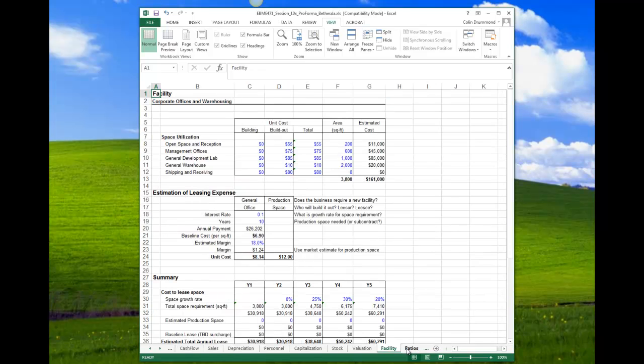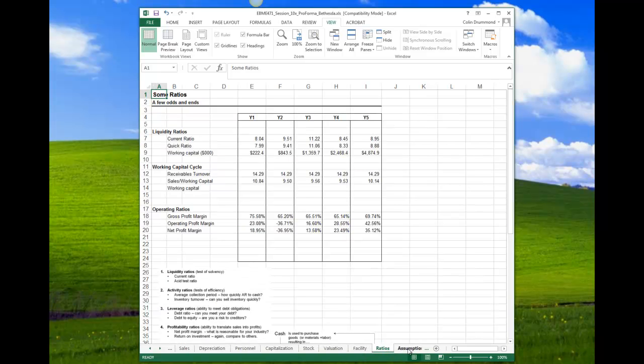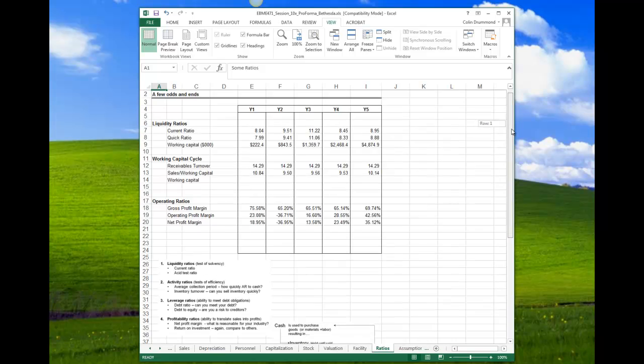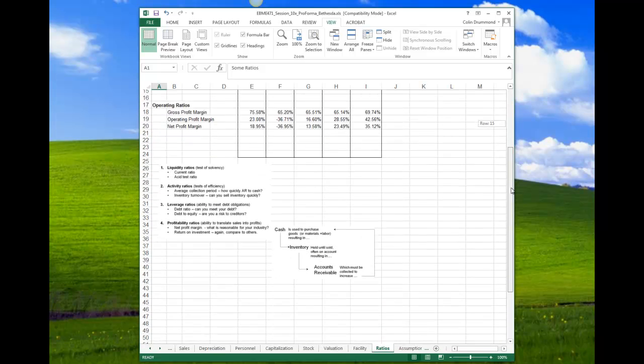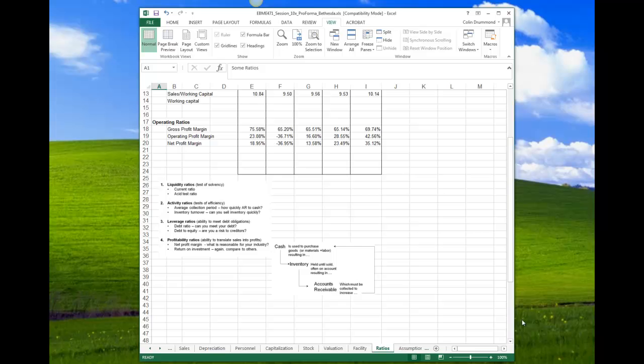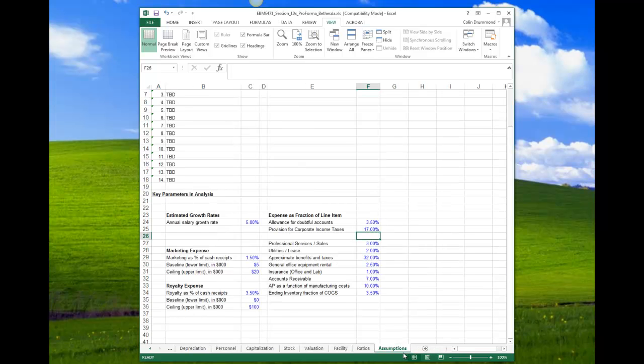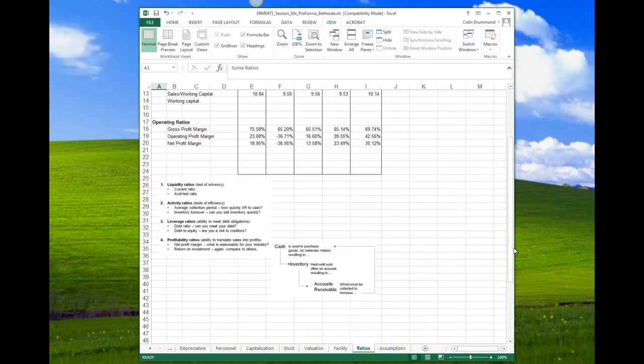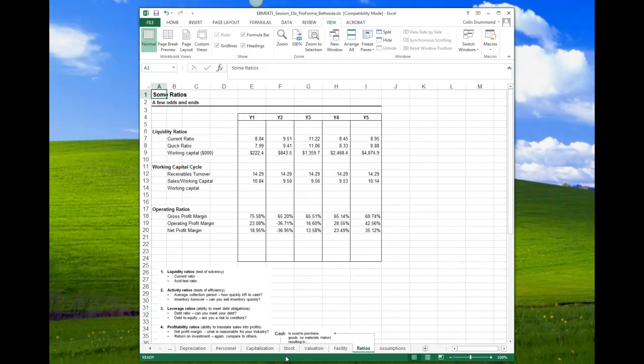Some facility parameters that are often useful to explore. This is if you're going to be renting or leasing, or if you're going to be building out. And there's a few questions here to ask yourself concerning leasing and leasing expenses. Ratios are pretty straightforward. We have roughly 9 that I like to look at, and this is the relationship between the 9. And again, our assumption spreadsheet is here. But in terms of these ratios, these are good to look at from a comparative basis.